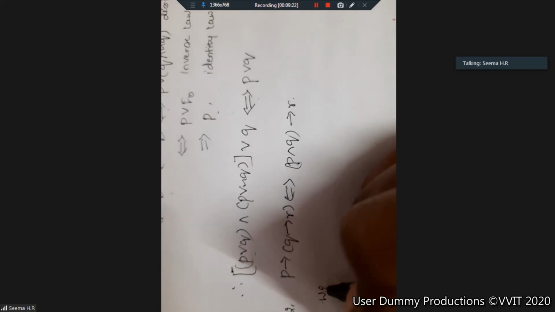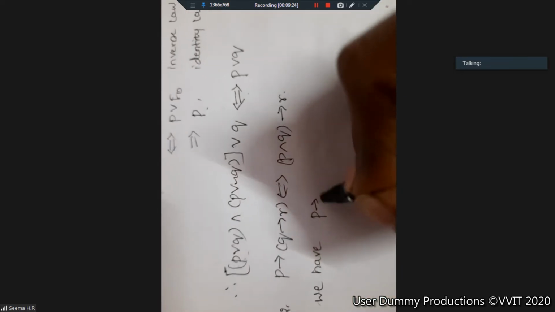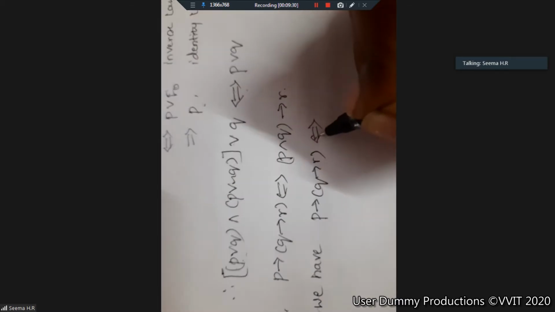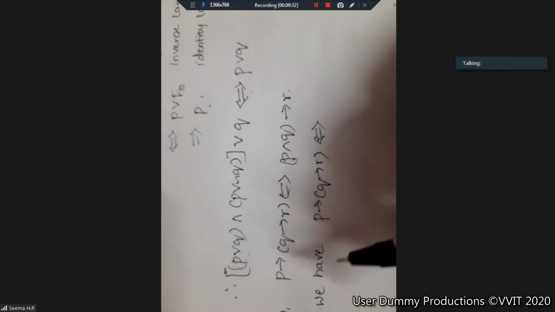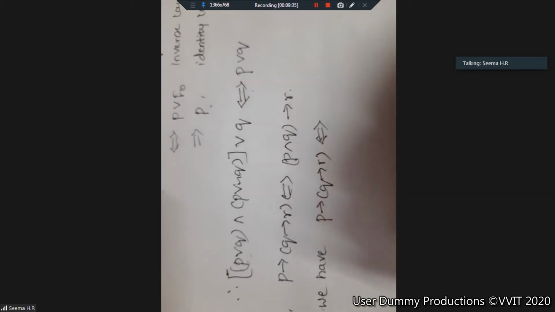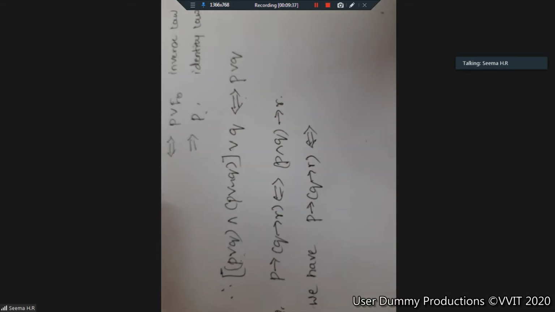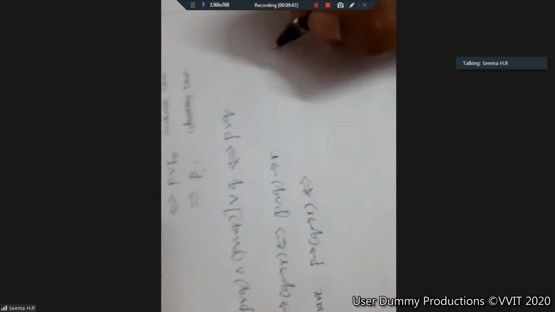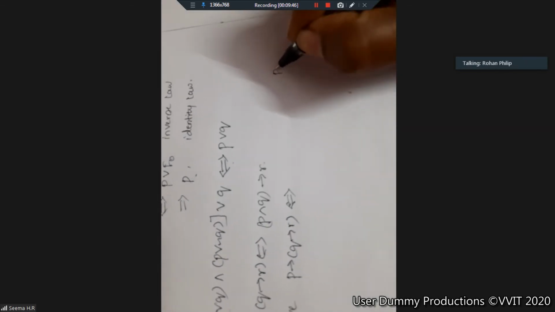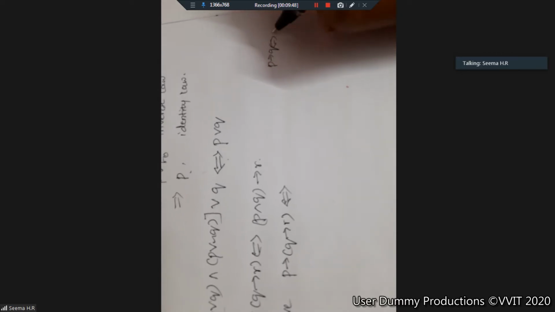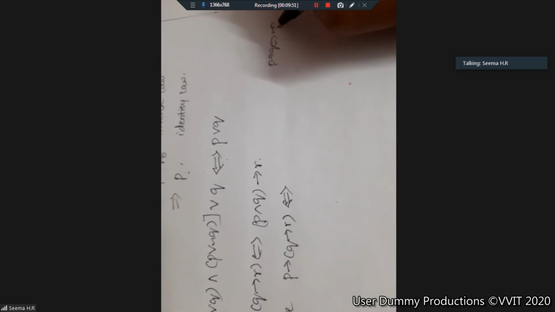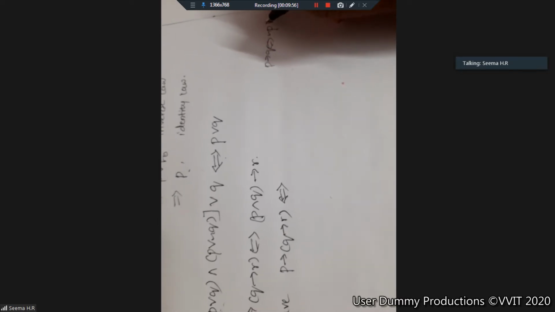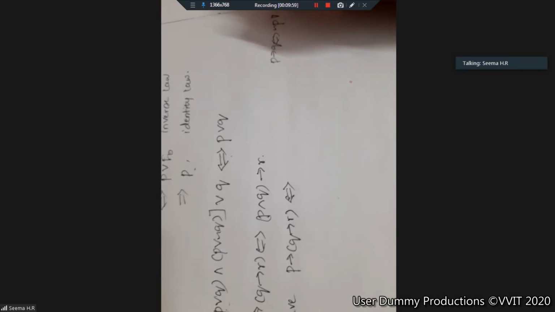So we have P implies Q implies R, logically equivalent to. Okay, so how do you write P implies Q? Yesterday in class I had given you one formula. What is P implies Q equal to? Negation P or Q. P implies Q is logically equivalent to negation of P or Q.